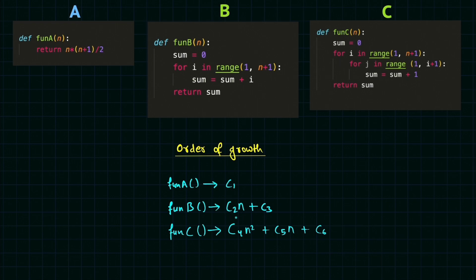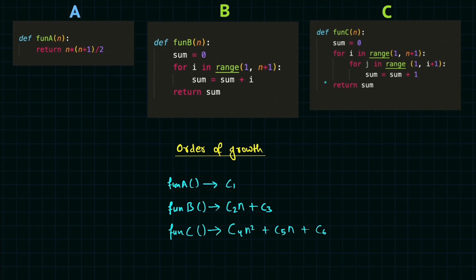C2n for the loop that will run n times, and C3 for the fixed number of operations whose value doesn't depend upon n. It is a linear function. It will take more time for a larger value of n like 1000 and less time for a smaller value of n like 10. I will demonstrate this in Jupyter Notebook in a minute.